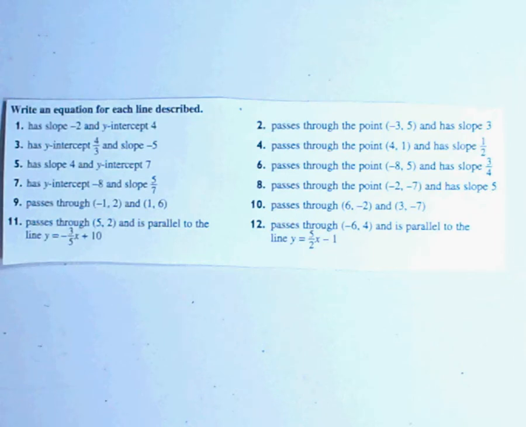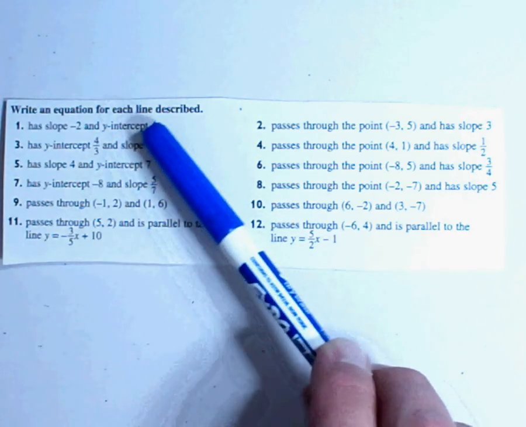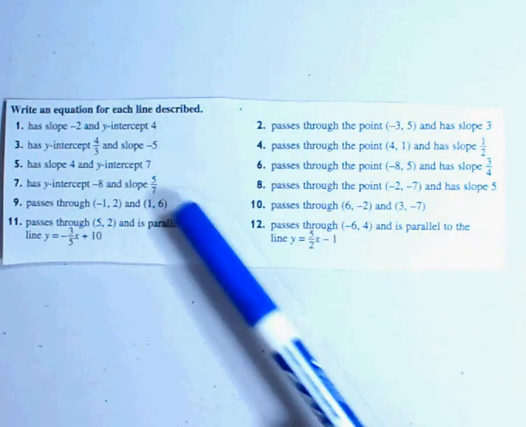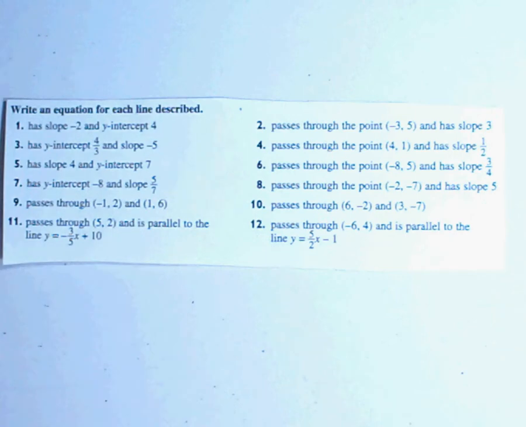Alright, on the screen you're going to see some examples of writing equations for lines. When they give you a couple of pieces of information, you will see that there are 12 different questions here, each of them a little bit different. You'll notice in the first one they give you slope and intercept, and other ones they give you points, like number 9. We reviewed them all in the last video.